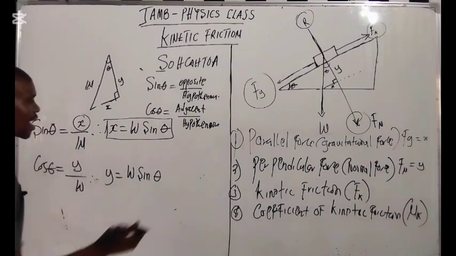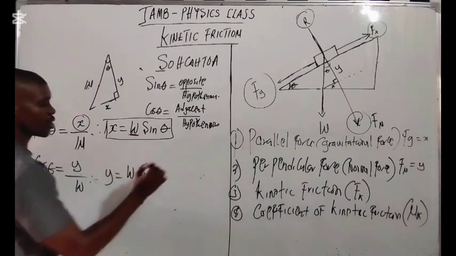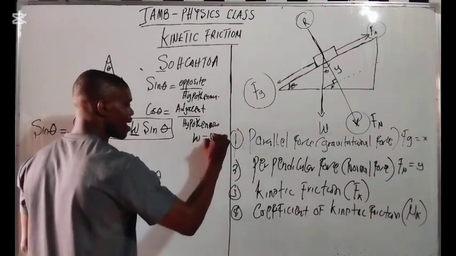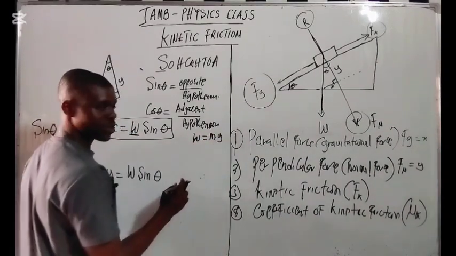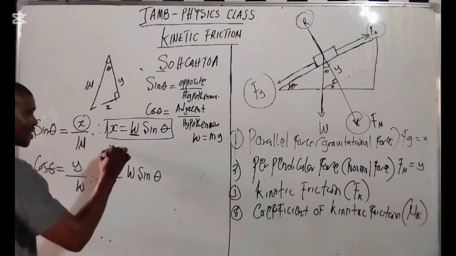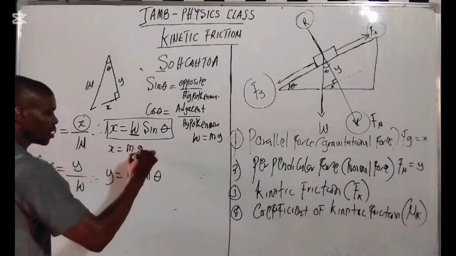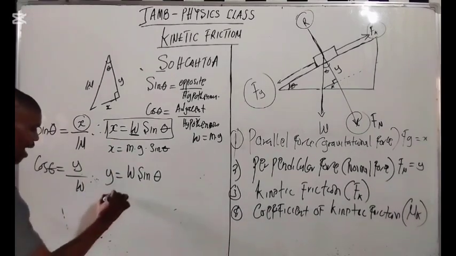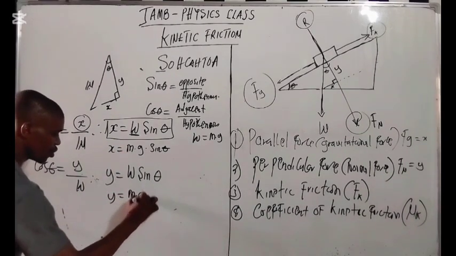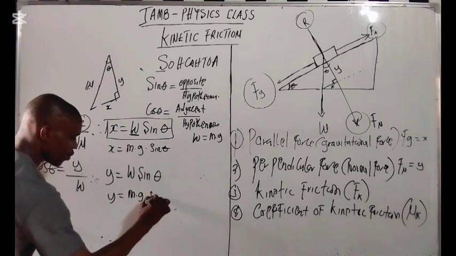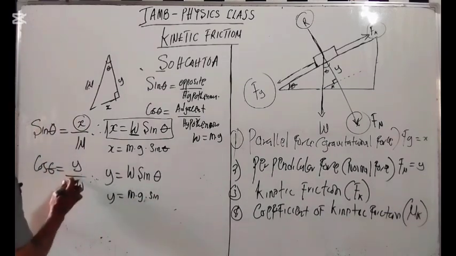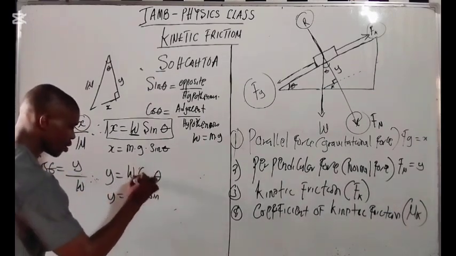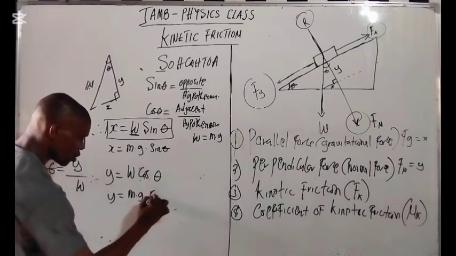Do you see that? Now another thing here is that remember W is the weight, which is the mass times acceleration due to gravity. So you can say x equals m dot g dot sine theta. Then the same thing here, y equals m dot g dot, yes, supposed to be cos theta, not sine. Cos theta, cos theta, cos theta.